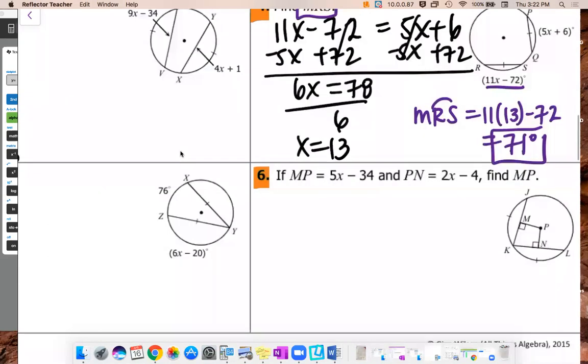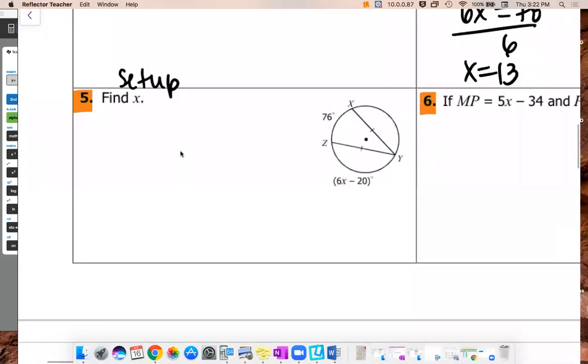Okay, and this one I just want to set it up and we don't have to solve it all the way down. So here's what I see. I see these two chords are congruent because they have the little tick marks on them. So that means these two arcs have to be the same.